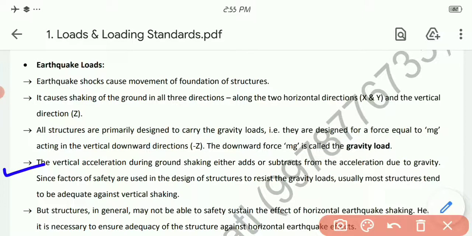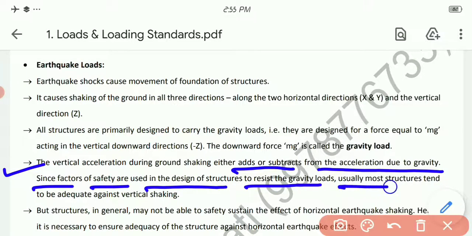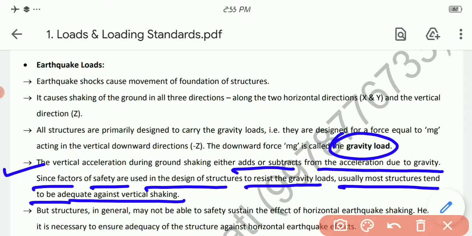Then the vertical acceleration during ground shaking either adds to or subtracts from the acceleration due to gravity. Since factors of safety are used in the design of the structure to resist the gravity loads, most structures tend to be adequate against vertical shaking. In simple words, as we discussed, the gravity load always acts in the downward direction.